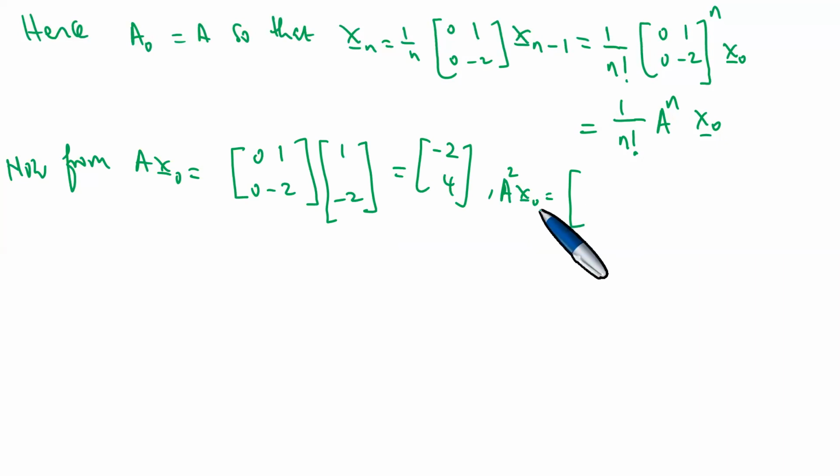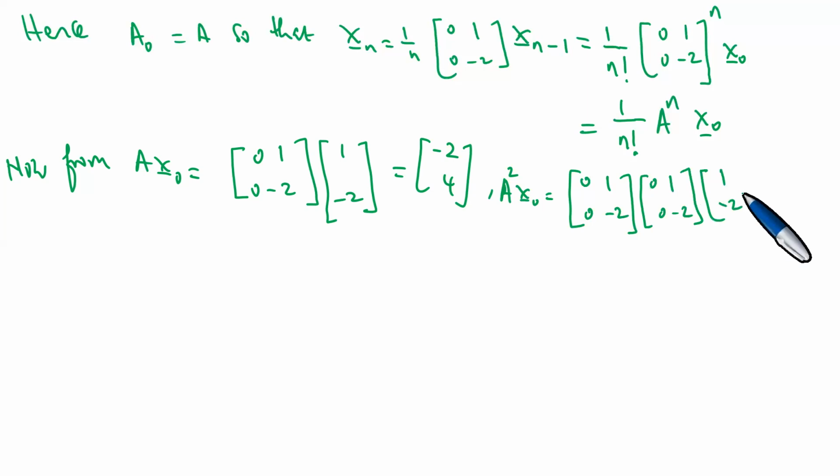What is A squared of this? Well, it's just the square of the matrix A. So if you square the matrix A, we just have no choice but to write the matrix A twice for a start. This is the matrix A, but we're going to square it. A squared x naught. Multiply this by that.